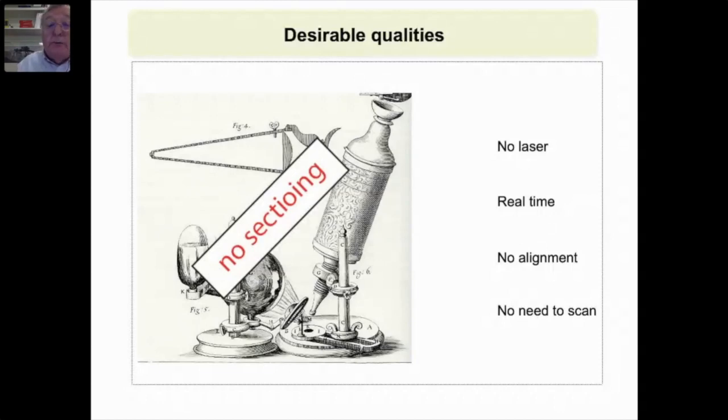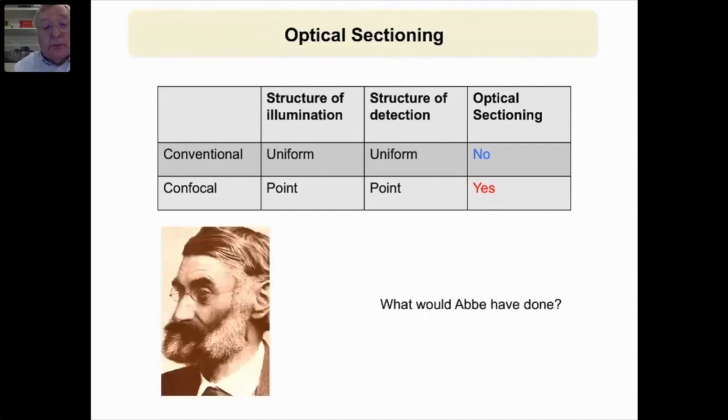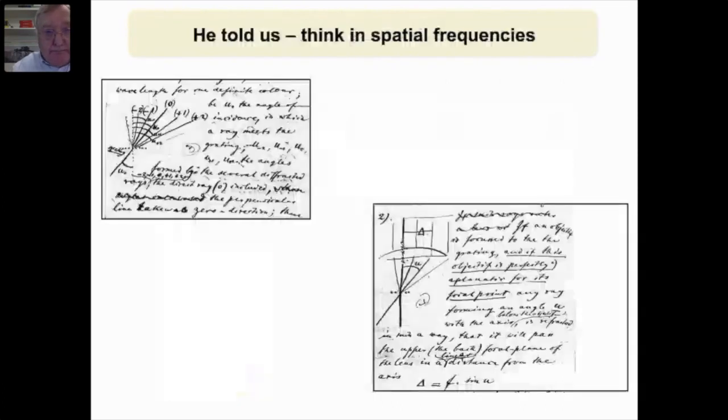Now we know from our knowledge of confocal microscopes that the confocal microscope has a point illumination and a point detection, and it has optical sectioning. We know that the conventional microscope has uniform illumination, uniform detection, and does not have optical sectioning. So what do we do? Well, we ask Ernst Abbe.